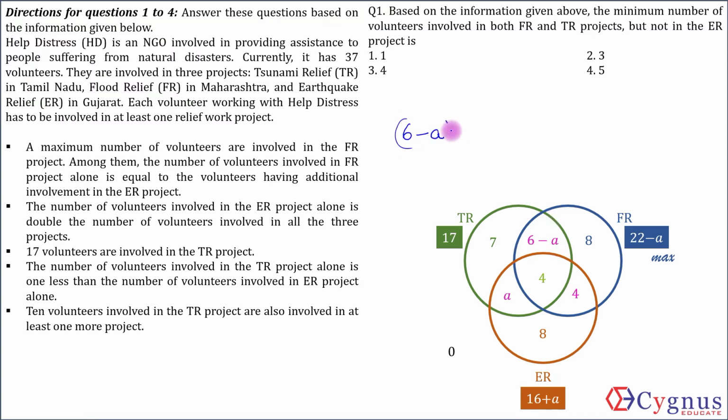Now, if I want to minimize 6 minus A, then A must be as large as possible. So, the largest possible value of A is 2. We know that already. So, 6 minus 2 can be a minimum of 4. The correct answer is answer option 3, which is 4. Next question.